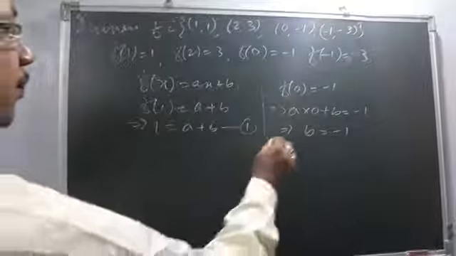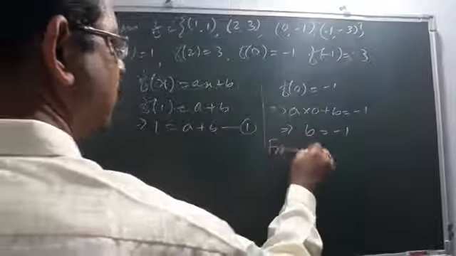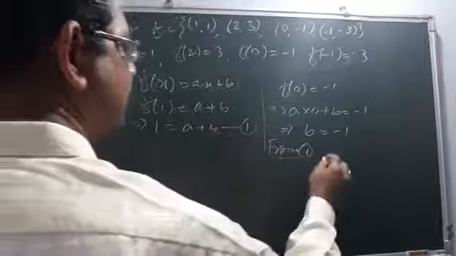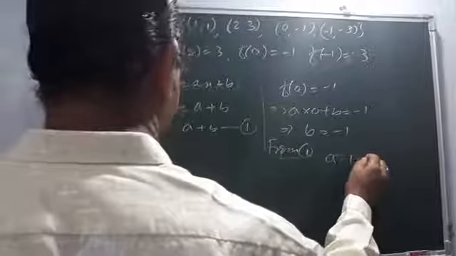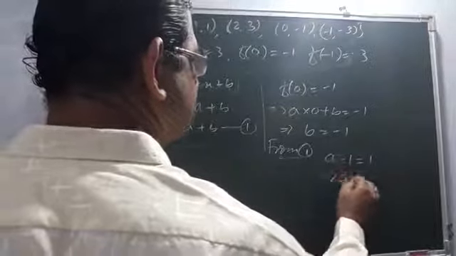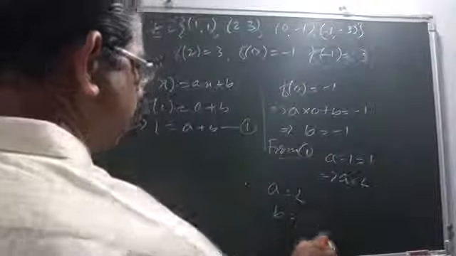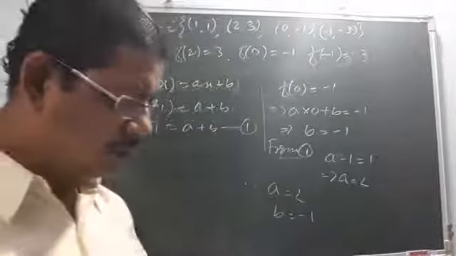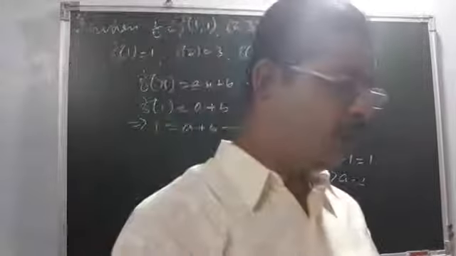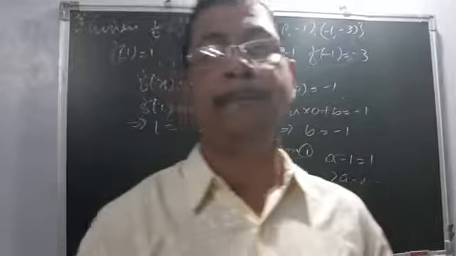Minus 1. Then from equation 1, if you put the value of b as minus 1 here, then a minus 1 is equal to 1 gives a is equal to 2. Therefore a is equal to 2, b is equal to minus 1. In a modified way they are giving it. So in this way, you have to try all the sums.